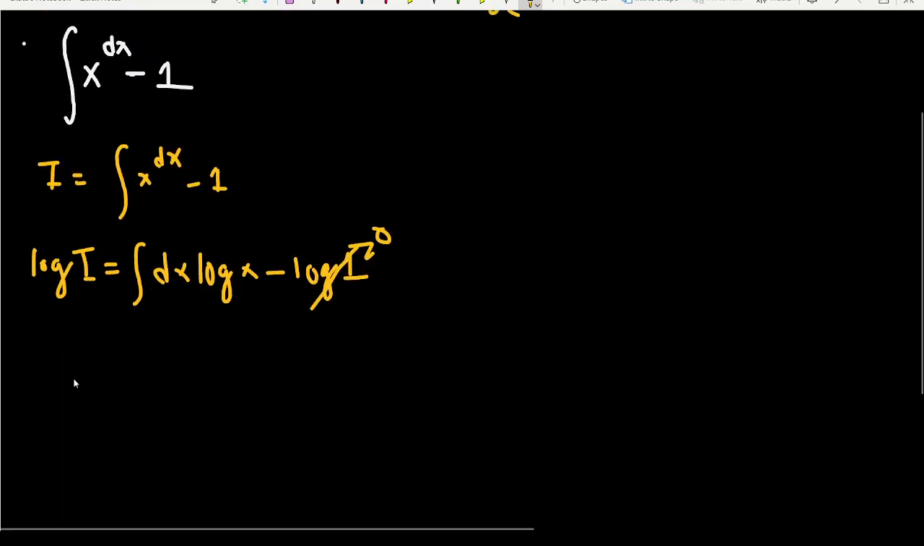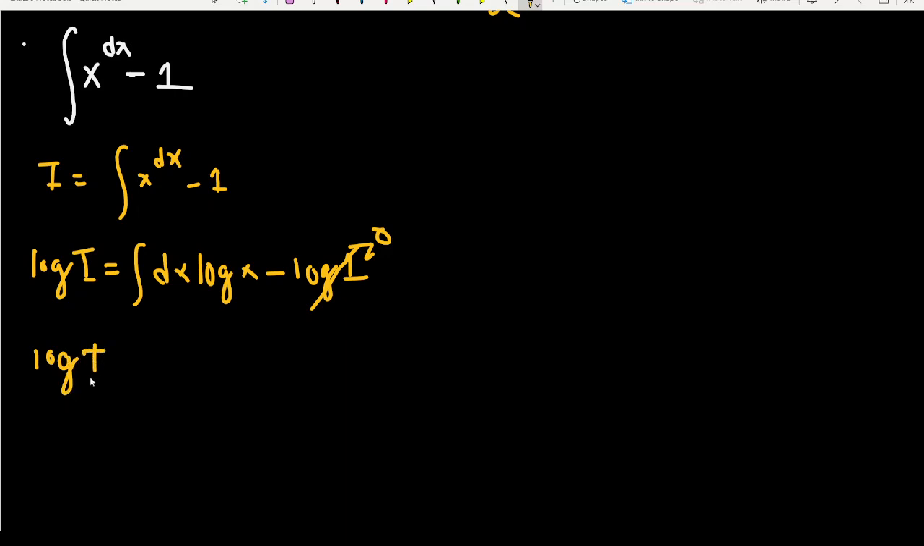Okay, now what next thing we can do? So this is equal to 0. Now log I can be taken as log I equals the integral of log x dx. Now we only have to solve this simple integral, from which we will get our integral. We have solved the complexities. We brought dx here. Now we can easily integrate it.